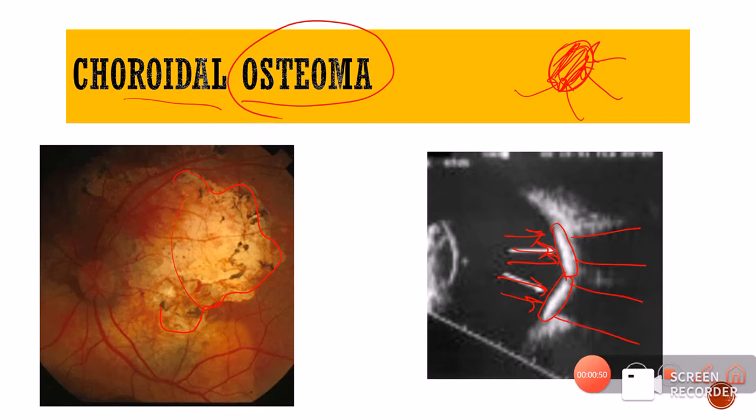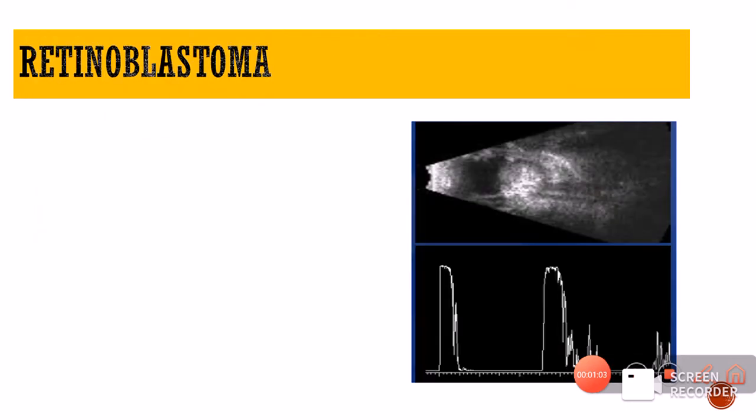This represents the presence of calcium, because bone has calcium, and if you correlate these two with the fundus picture, you can come to a diagnosis of choroidal osteoma. Now let us talk about another tumor which is very common in children, and that is the retinoblastoma.